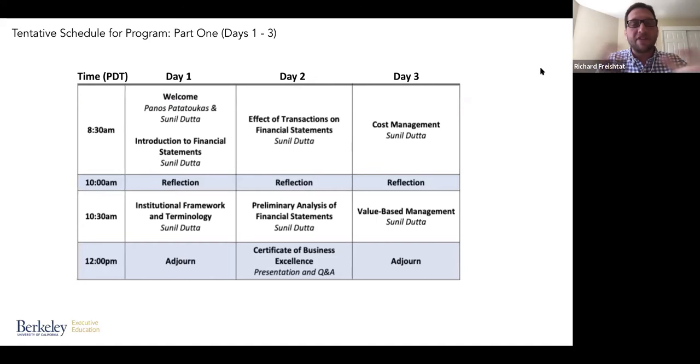All right, let's dive into the schedule a little bit here. So this is week 1, and this is the week that, as you can see, based on the schedule, will be primarily led by Professor Dutta, in addition to Panos's welcome up front. And you can start to see the sort of breakup across the week. It says day 1, 2, and 3. This would be a Monday, Wednesday, Friday, starting next week. Monday, Wednesday, Friday. And all those time zones are Pacific.